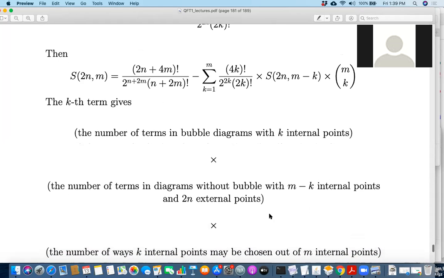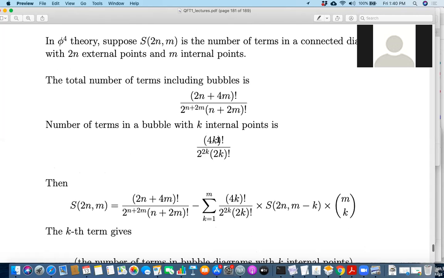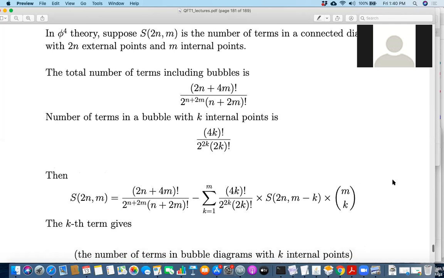Sir, you are saying that in a total diagram there are m internal points, and we are choosing k points out of m. Yes. Okay, sir. Because the k points are part of the bubble, right? Sir, M contains bubbles and also diagrams without bubbles. Exactly.